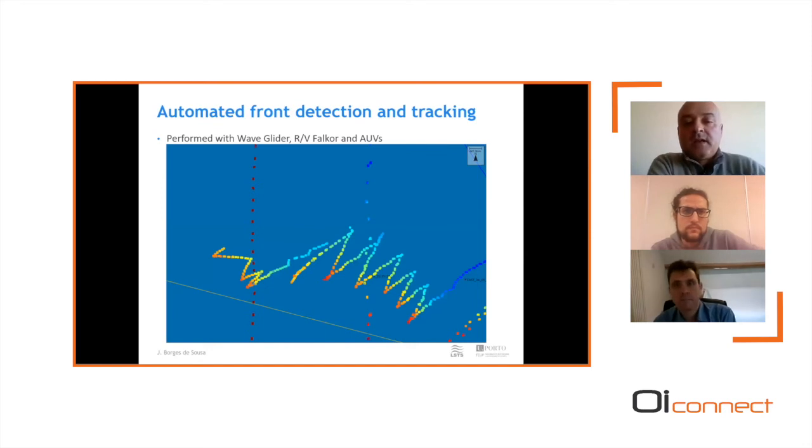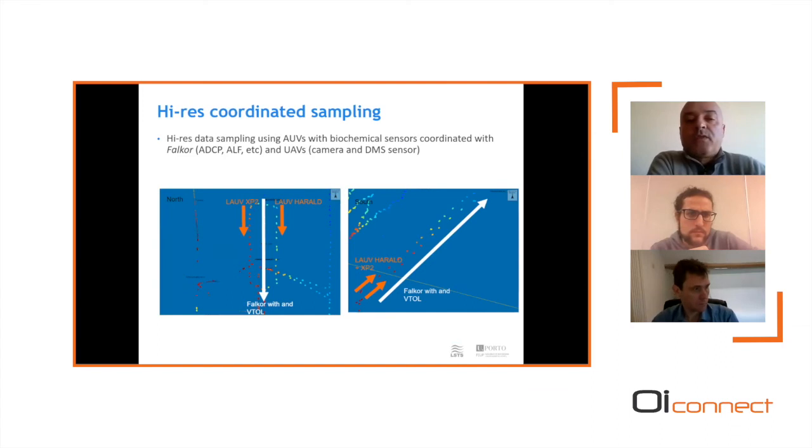We also had AUVs performing other types of tasks, namely automated front detection and tracking. First, we tested this with Wave Glider, then with the Falcor, and finally with the AUVs. And you see some tracks here, again color-coded by salinity. And we also performed high-resolution coordinated sampling using AUVs, coordinated with the Falcor and UAVs. So basically these guys were moving and collecting data in this area.